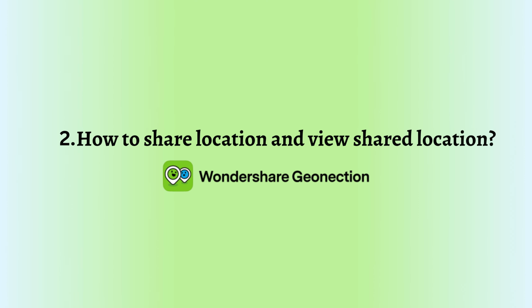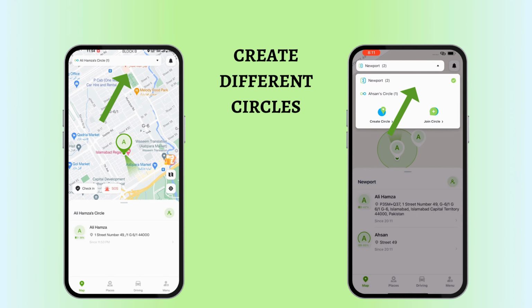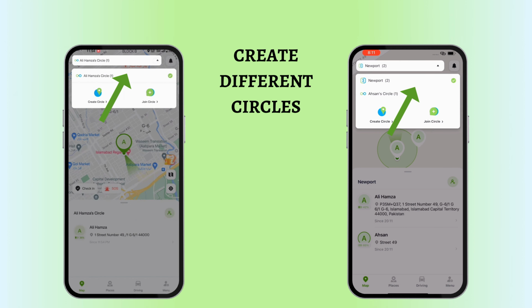How to share location and view shared location. Before you can share or view location info among your friends or family, you need to create a circle. In Geonection, a circle is a function similar to a group. You can create different circles to share your location information with different people.